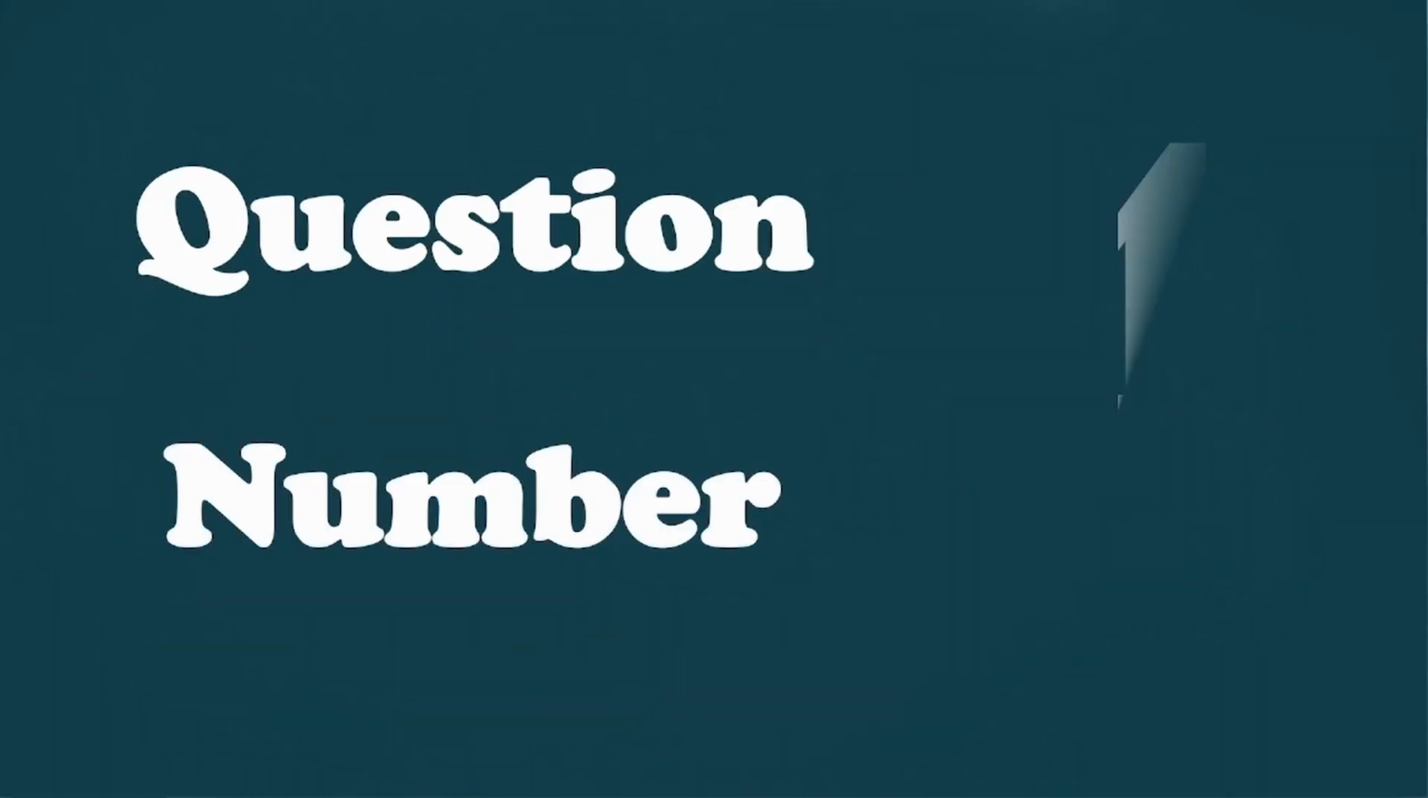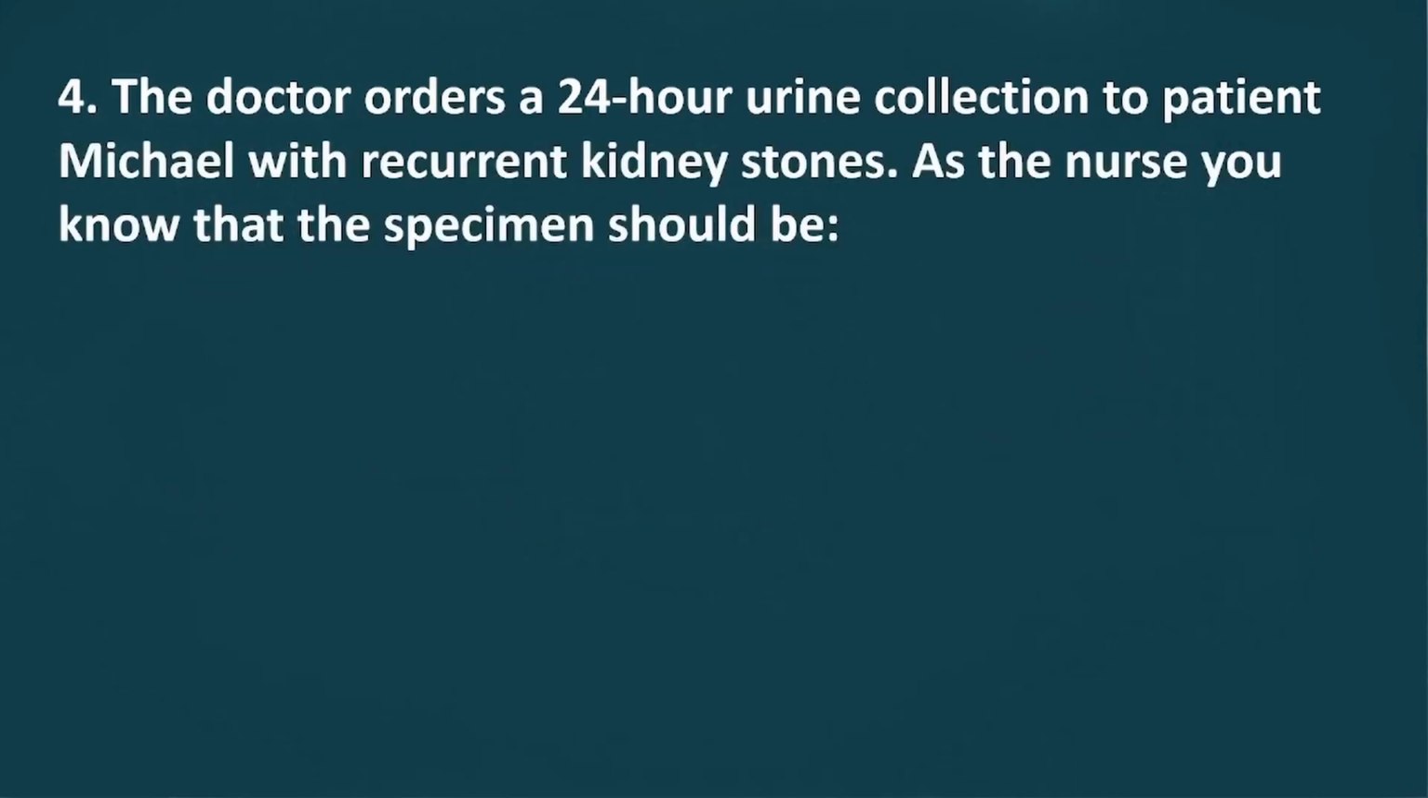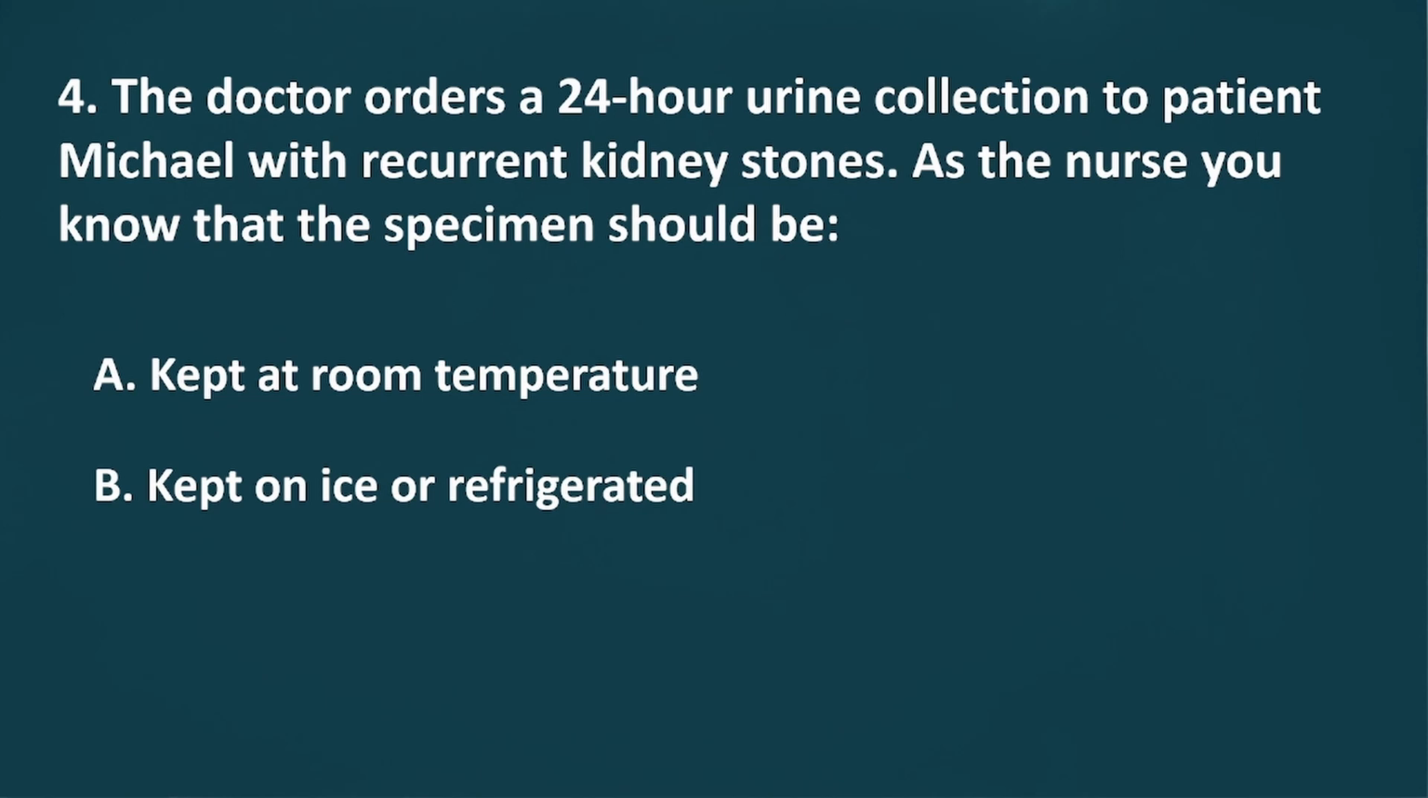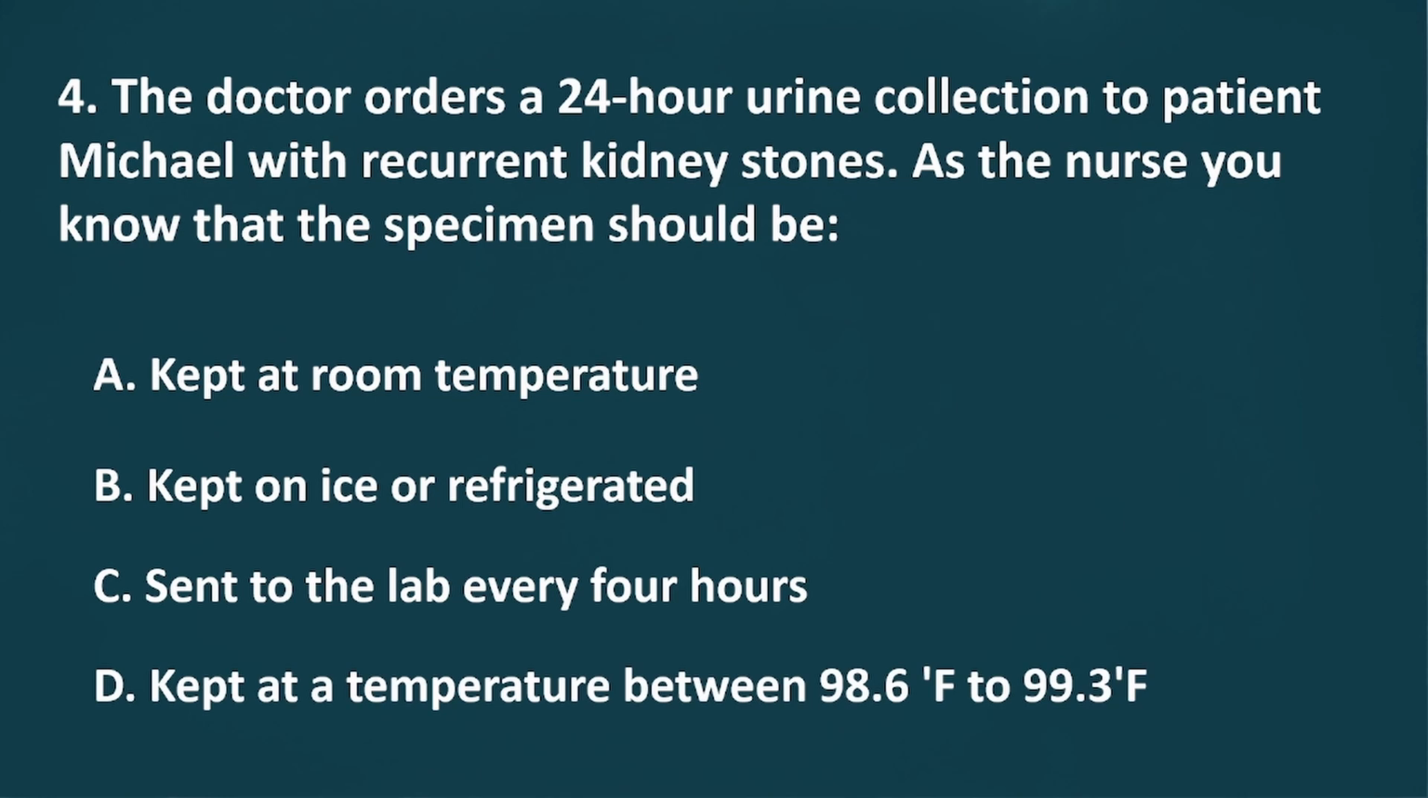Question number 4. The doctor orders a 24-hour urine collection to patient Michael with recurrent kidney stones. As the nurse, you know that the specimen should be A. Kept at room temperature. B. Kept on ice or refrigerated. C. Sent to the lab every 4 hours. D. Kept at a temperature between 98.6 Fahrenheit to 99.3 Fahrenheit.